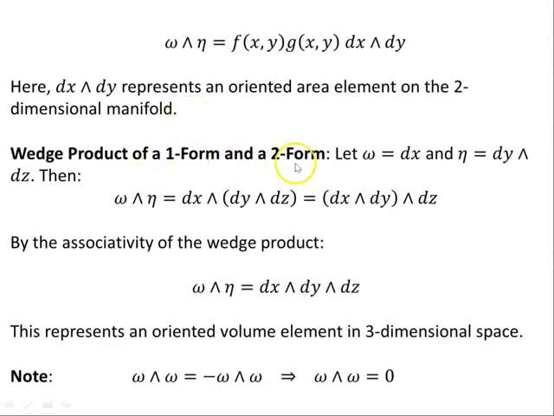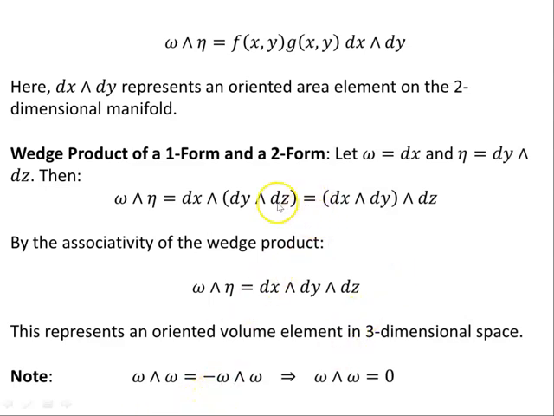The wedge product of a one form and a two form: omega equals dx and eta equals dy wedge dz, and omega wedge eta is dx wedge dy wedge dz. By associativity, that's the same as this, and you could drop the parentheses altogether and write dx wedge dy wedge dz. Now this represents an oriented volume element in three-dimensional space, and if you have a look at the introduction to three forms, you'll see that there.